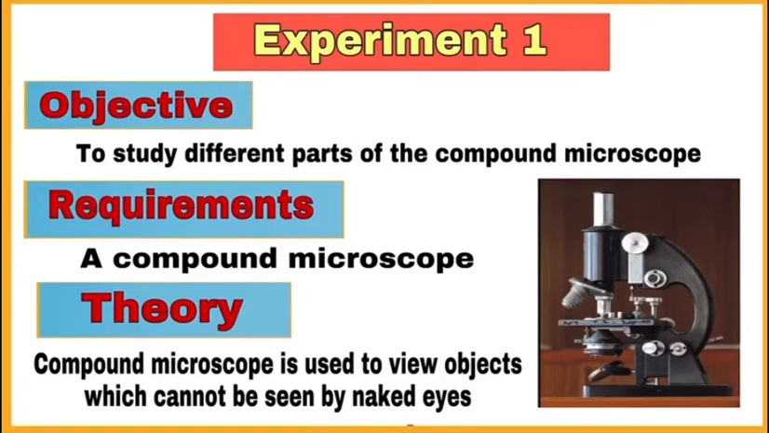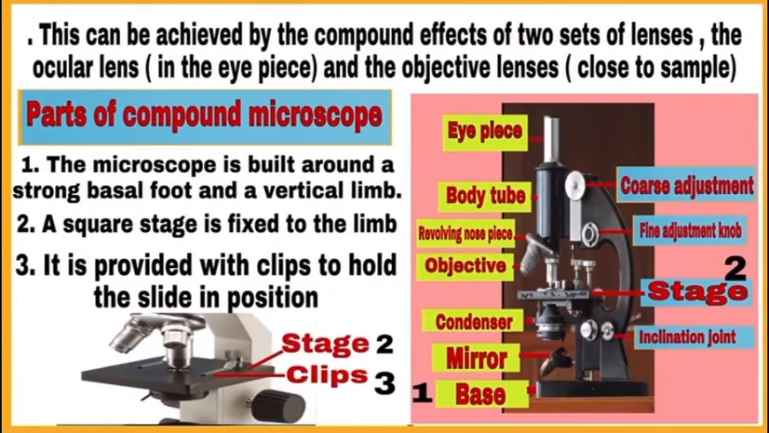Now, write the theory part. Compound microscope is used to view objects which cannot be seen by naked eyes. And this can be achieved by the compound effects of two sets of lenses. These two lenses are the ocular lens, which is present in the eyepiece, and the objective lenses, which are close to the sample which we have to observe.